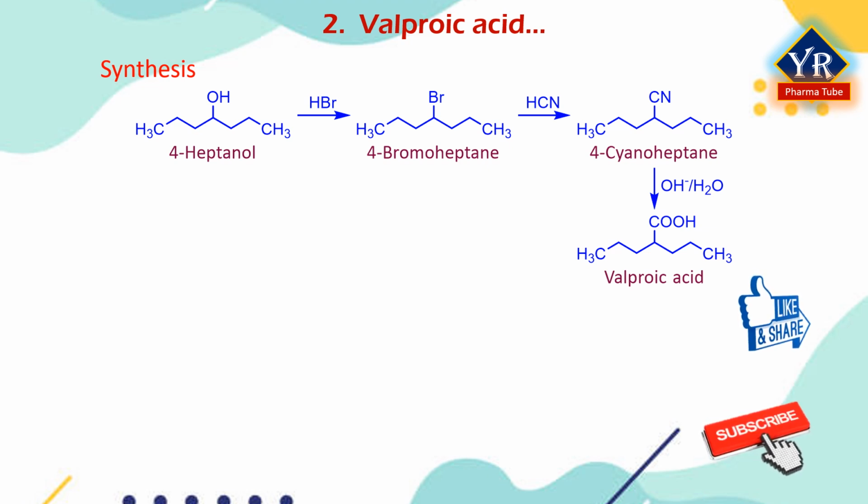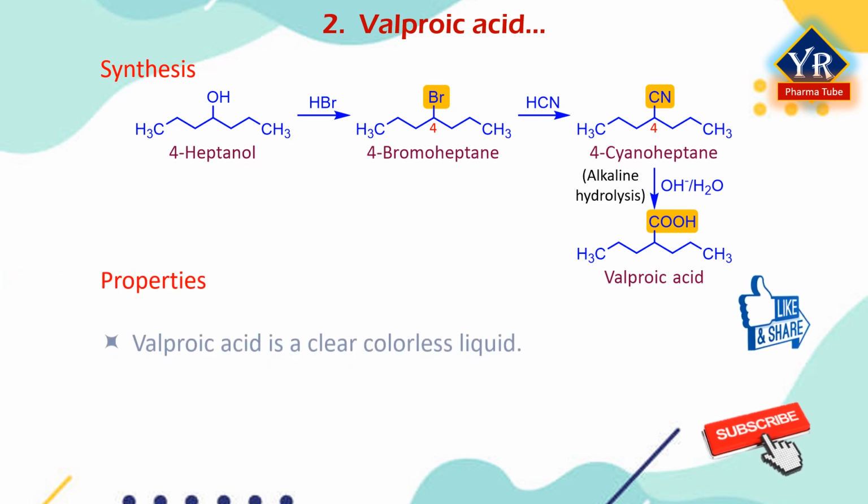Valproic acid synthesis begins with the reaction between 4-heptanol with hydrogen bromide forms 4-bromoheptane. This is then reacted with hydrogen cyanide, produces a cyanoderivative that is 4-cyanoheptane. On subsequent alkaline hydrolysis, the cyano group of 4-cyanoheptane converts into a carboxylic acid that is valproic acid.